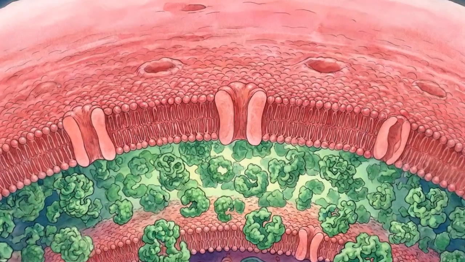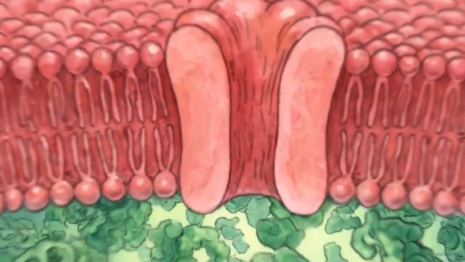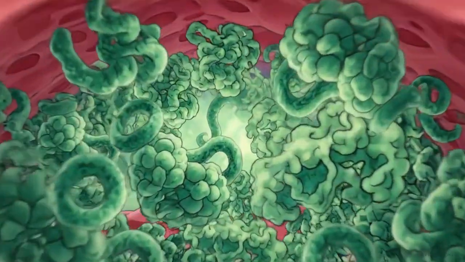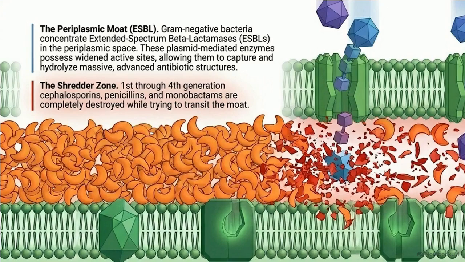In gram-negative Enterobacteriaceae, such as E. coli or Klebsiella pneumoniae, we encounter the formidable extended-spectrum beta-lactamase, or ESBL, producers. These pathogens concentrate plasmid-mediated ESBL enzymes, specifically within the periplasmic space, creating a dense defensive swarm. This Schroeder zone graphic illustrates the clinical result. First through fourth-generation cephalosporins are destroyed as they attempt to cross this periplasmic moat.